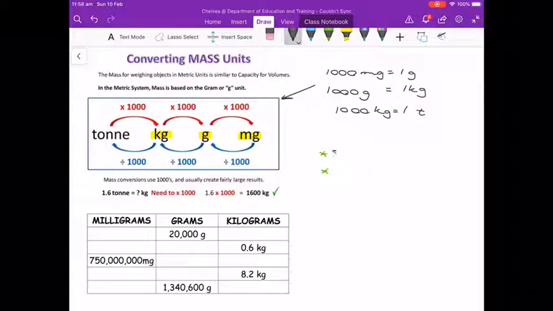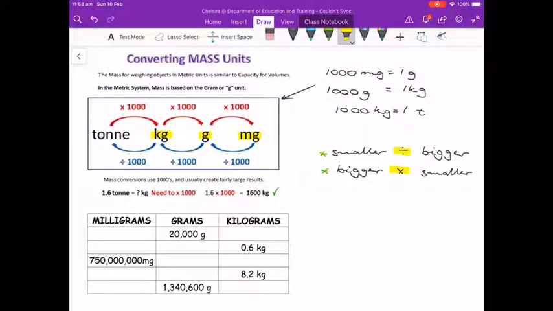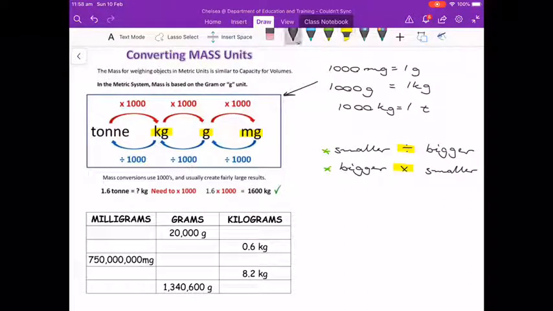If you are starting with a smaller unit and you are going to a larger unit, you will be dividing. But if you are going from a bigger unit of mass to a smaller unit, you are multiplying. That might help you know whether you're multiplying or dividing by 1,000. So let's go through some examples together.